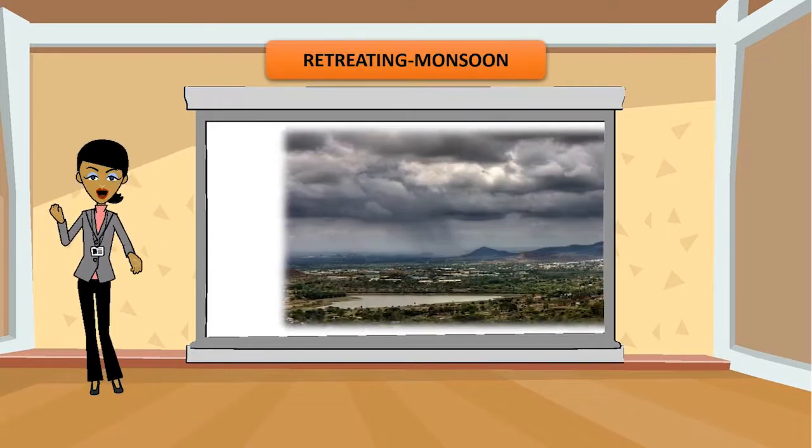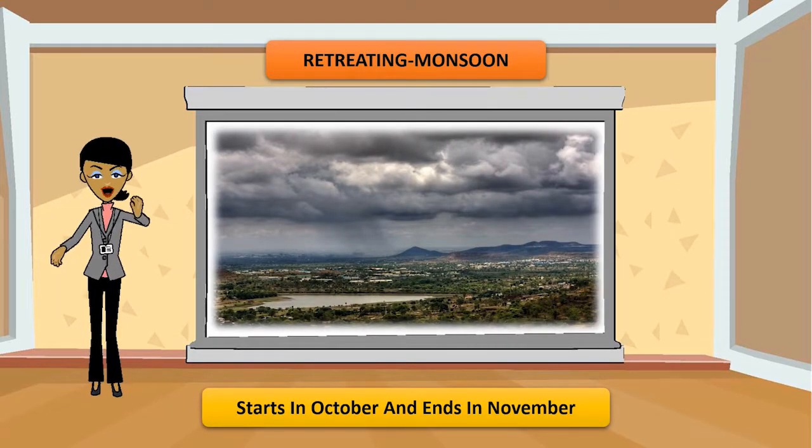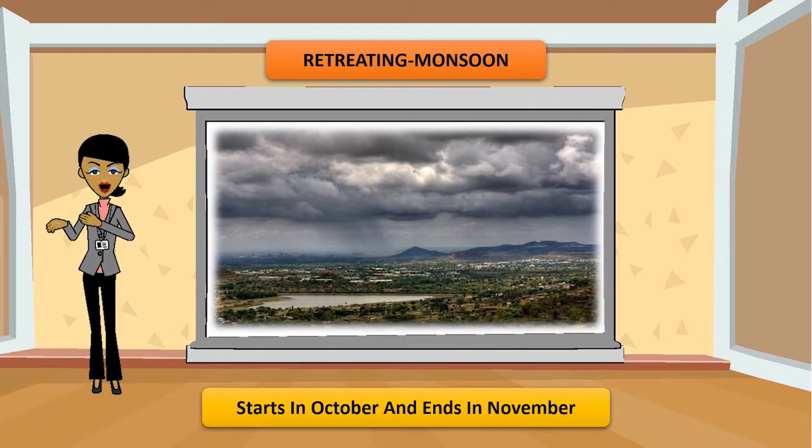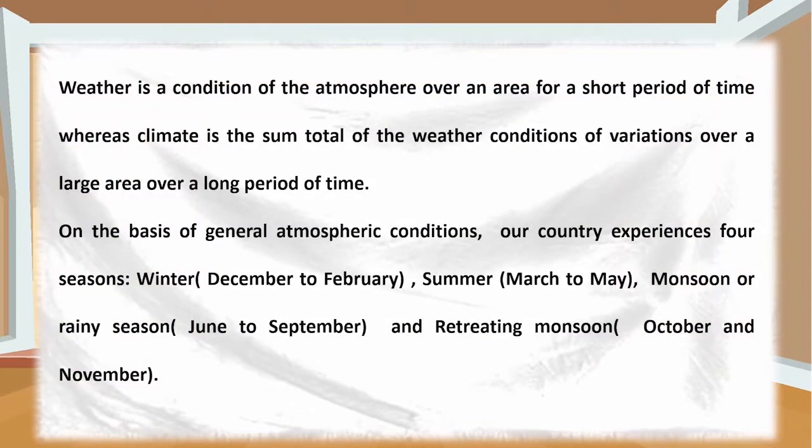Based on the general atmospheric conditions, a country has four different seasons: winter, which starts in December and ends in February; summer, which starts in March and ends in May; monsoon or the rainy season, which starts in June and ends in September; and the retreating monsoon, which starts in October and ends in November.